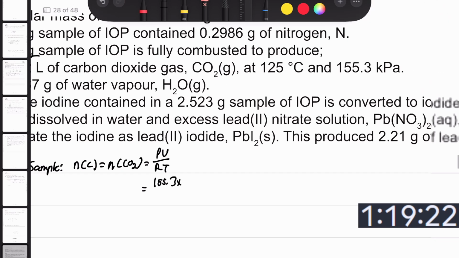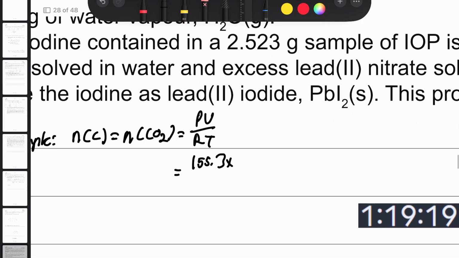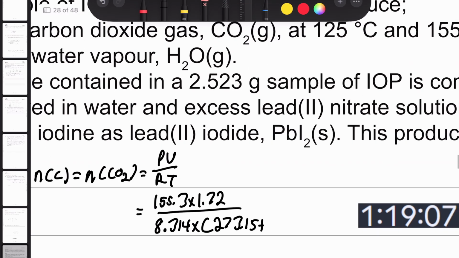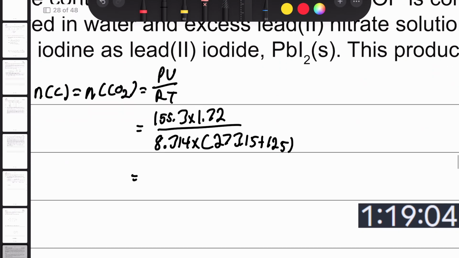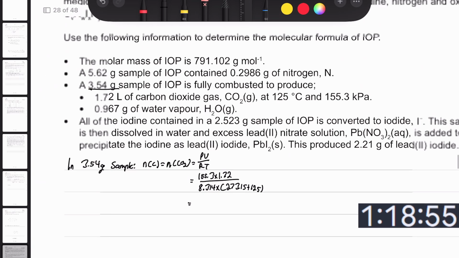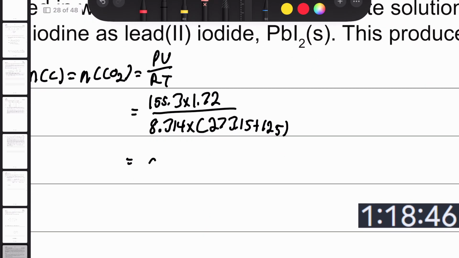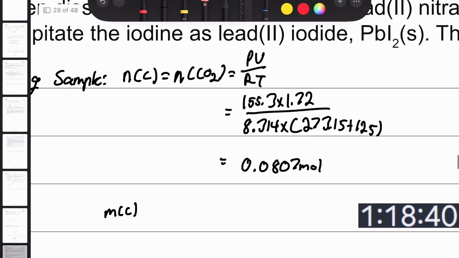n equals PV over RT. Times volume, which is 1.72, all over 8.314 times 273.15 plus 125. So 155.3 times 1.72, then divide that by 8.314 times 273.15 plus 125. It's going to be equal to 0.0807 moles.